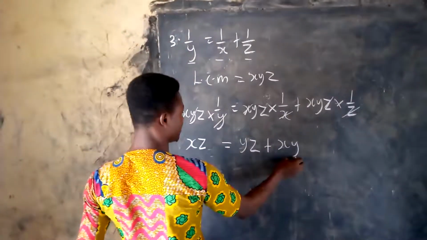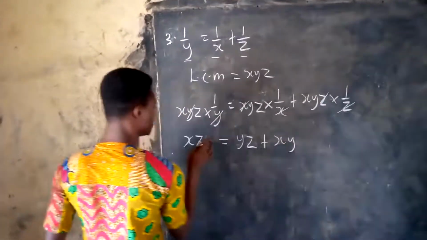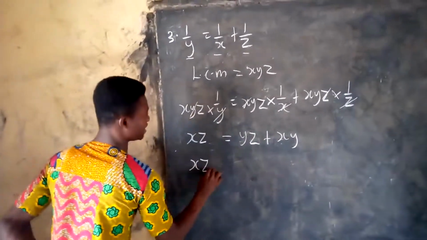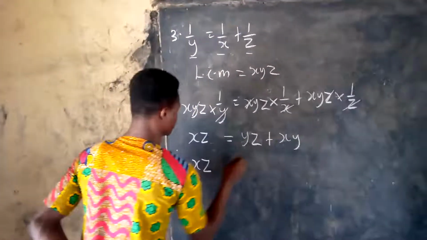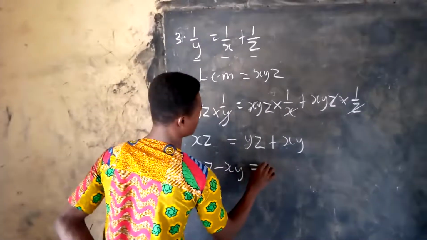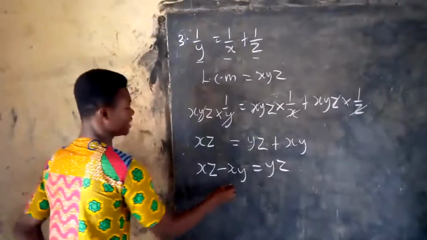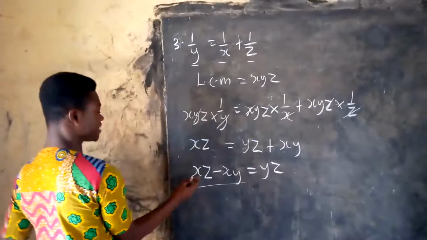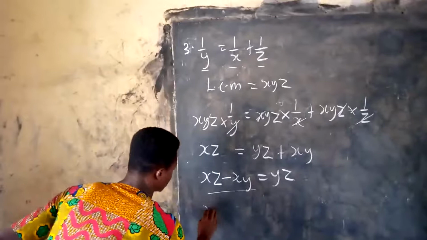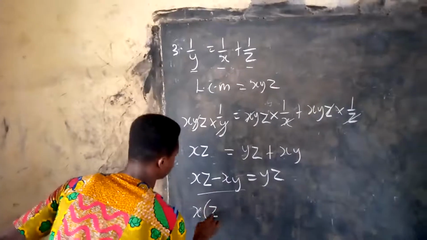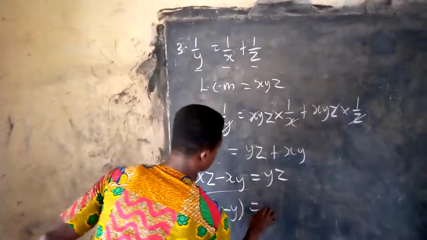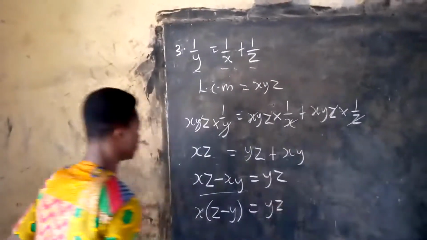Then we group like terms by sending this one to this area, because x is here and x is here. So xz, and then because this is positive, when it crosses the equals sign it becomes negative: minus xy equals yz. Here we have x here and x here, so x is common. We factorize x out, leaving z minus y inside, equal to yz.